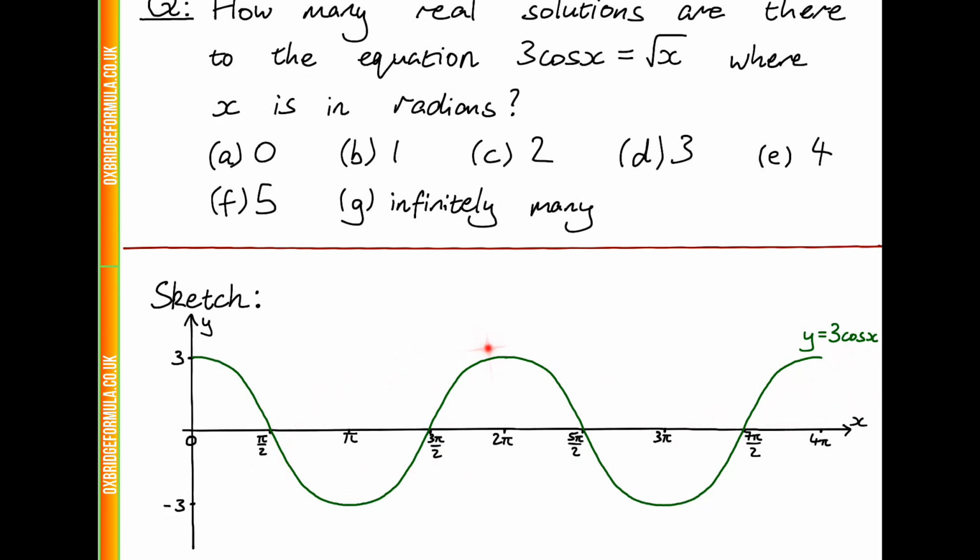And now we want to think about where a graph of the square root of x will fit in on these axes as well. And then we can find the number of real solutions to this equation just by looking at how many intercepts there are between the two curves.